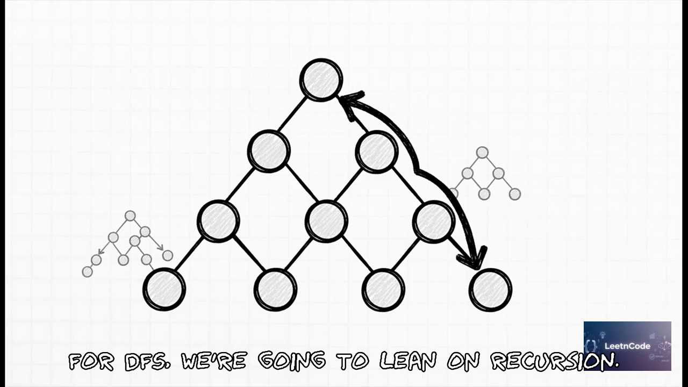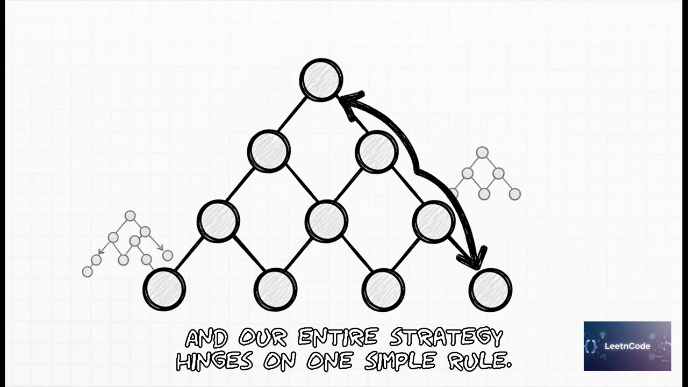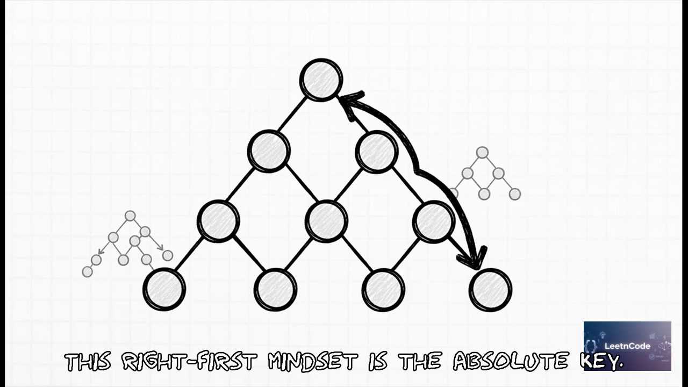For DFS, we're going to lean on recursion. The function is just going to keep calling itself, going deeper and deeper into the tree. And our entire strategy hinges on one simple rule. At any node, always explore the right child before you even think about exploring the left child. This right first mindset is the absolute key.